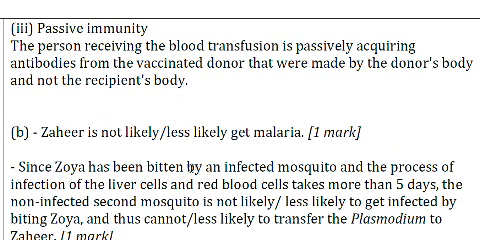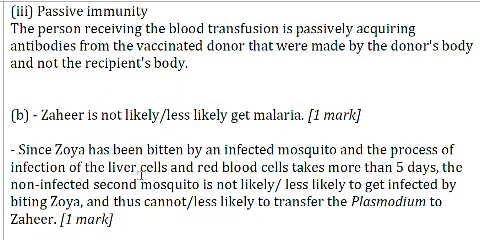Since Soya has been bitten by an infected mosquito, the process of infection of the liver cells and the red blood cells takes more than 5 days. The non-infected second mosquito is not likely to get infected by biting Soya and thus cannot transfer the plasmodium to Sahir.